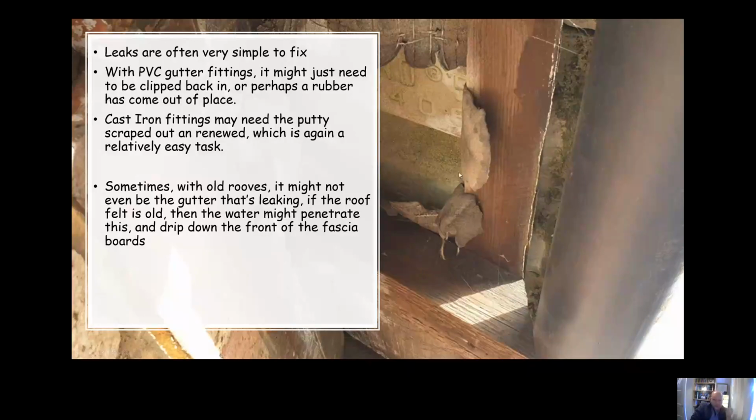Or it might not even actually be the gutter that's overflowing. Potentially, it could be an issue with the roof felt. When the roof felt gets old, it can start to split. It can allow water to penetrate through it. So if you actually see water dripping down the front of the fascia board, for example, there isn't actually a fascia board fitted in this picture, but it could be a result of just old felt. You know, the water's penetrating through the felt.